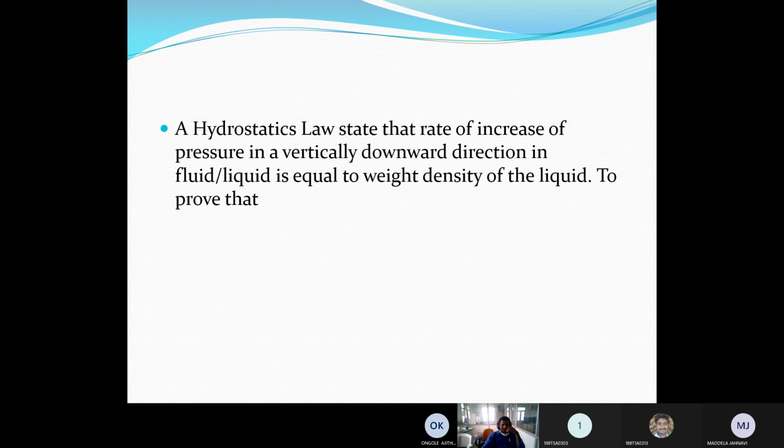Hydrostatic law states that the rate of increase of pressure in a vertically downward direction in a fluid or liquid is equal to the weight density of the liquid.